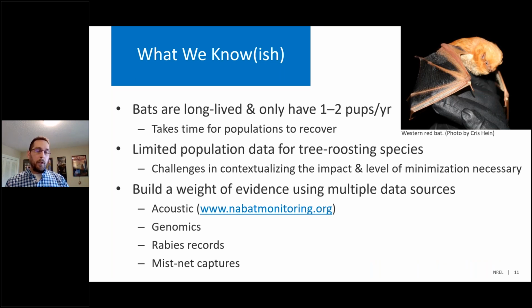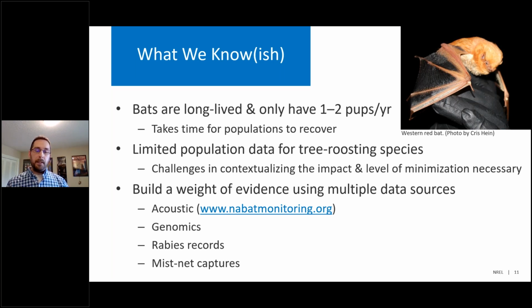And why we're concerned, and what makes this even more complicated, is that we don't have an understanding of how many bats are on the landscape, at least for many species. But we do know that bats have a low reproductive rate. They're long-lived animals, and tend to only have 1 to 2 pups per year. So large-scale or long-lasting impacts can take a toll on populations and take a long time for populations to recover.